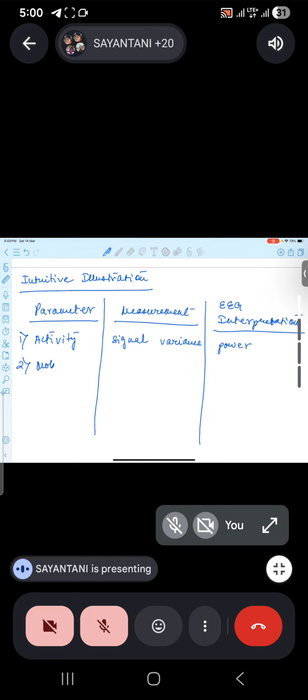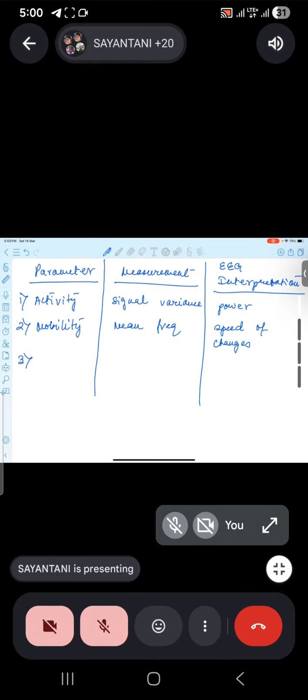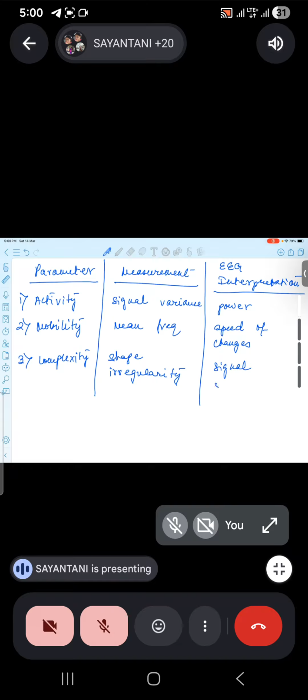Second is mobility. Here I'm trying to capture the mean frequency. So as an interpretation, I'm trying to see the speed of changes within the EEG signal. And third is complexity. That is, I'm trying to see the shape irregularity of the signal. So basically, I'm trying to analyze the structure of the signal in comparison to a pure sine wave.